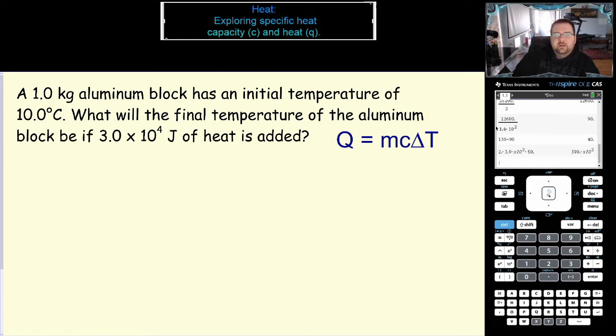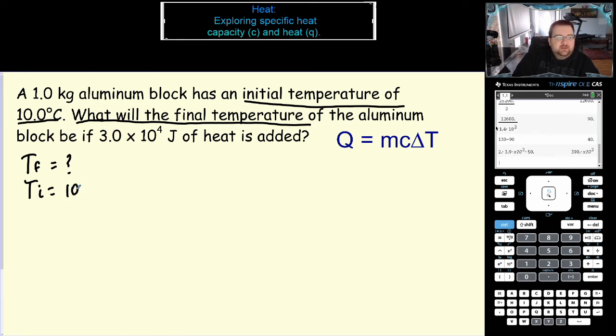Let's take a look at another example. This one's going to be a little bit different because we're finding what the final temperature is going to be. So we're looking for TF. Now, if we're looking for TF, that must mean we know what TI is, and it looks like the initial temperature is 10 degrees Celsius. We also have the mass here. The mass is 1 kilogram, and it's an aluminum block.